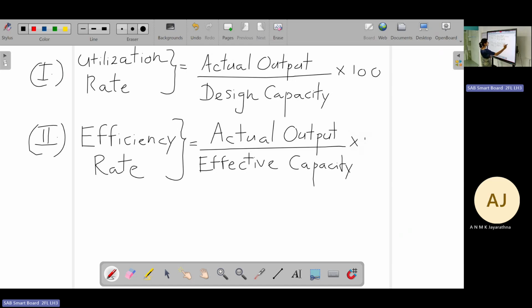Right, okay, I've done these two formulas. Then we'll move on to, I will give a question, then we'll do a partial question.